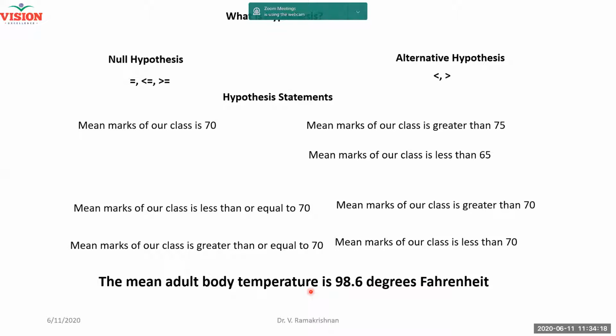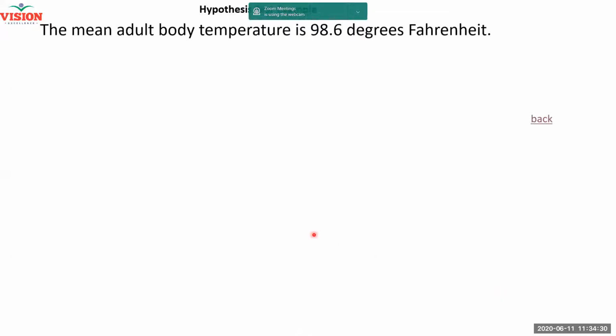Are we getting? They are typing null. Null, very good. It is a null statement because it's equal to. Very good. Thank you very much. The mean adult body temperature is 98.6 degrees Fahrenheit. This is a null statement.